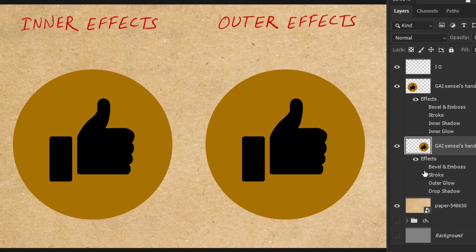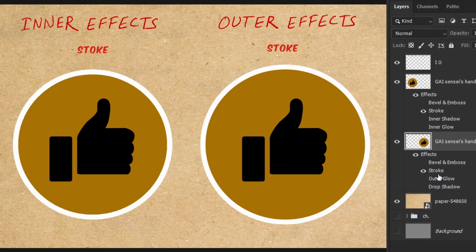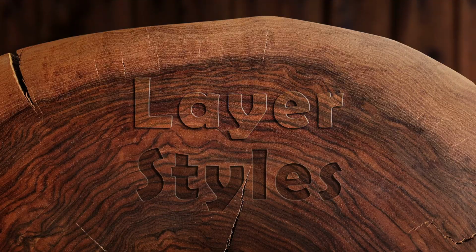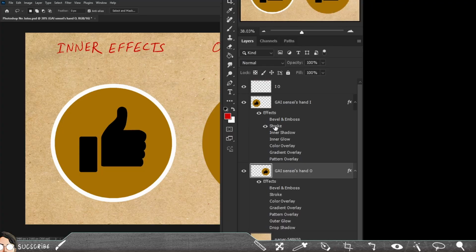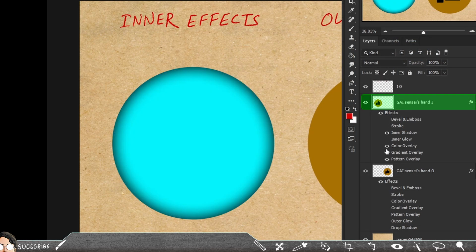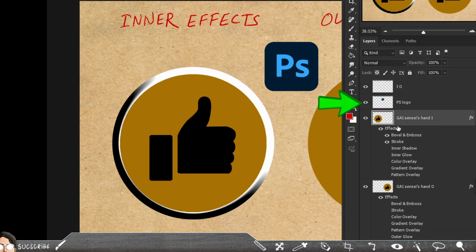Layer style adds effects like bevel and emboss, stroke, shadows, gloss, and overlays to enhance a layer's appearance. For example, these effects were made using this panel. They are non-destructive, so you can edit or remove them anytime without affecting the original layer. You can copy a layer style to another layer by holding Alt and dragging it to the target layer.